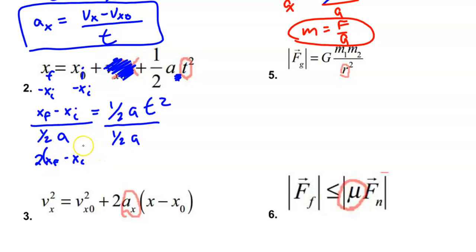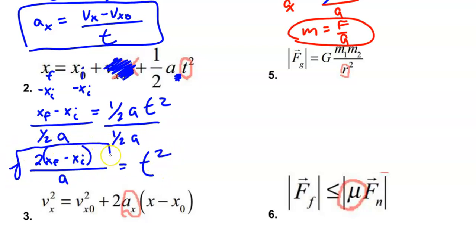Don't forget to put some parentheses around that. All over a equals t squared, and then need to square root all of this to solve for t. So that'll be your final answer there. I'm out of space, so I'm just going to circle that and call it good.